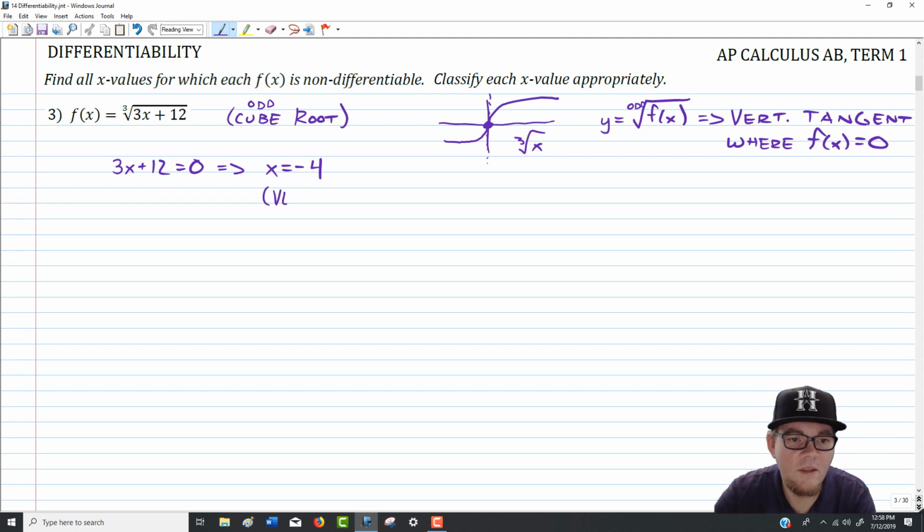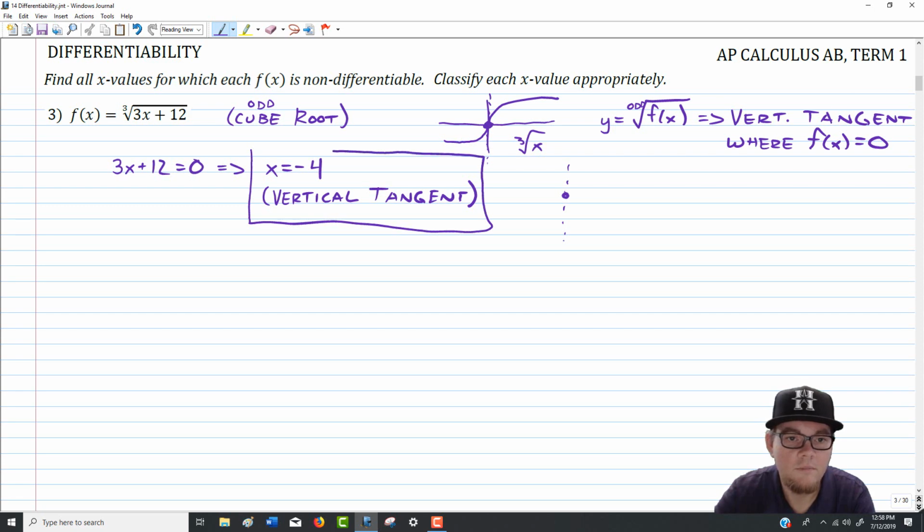In particular, the reason is that we have a vertical tangent. Be careful that you don't write vertical asymptote by mistake. We are literally talking about a vertical tangent line, a place where if we drew the graph to the point on the curve, we would literally be going straight up in the air. That's what we're talking about here. So there is our answer.